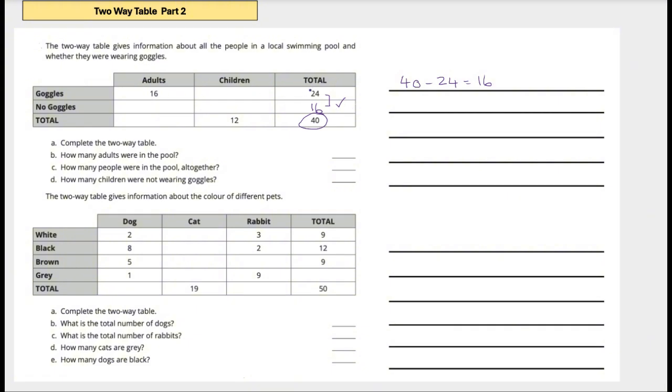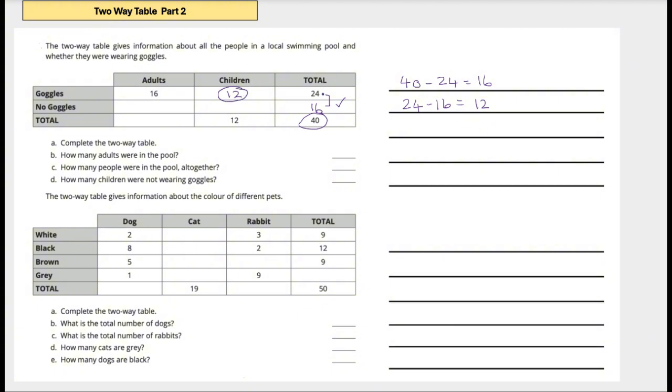So we've got another one: children with goggles. Let's have a look. We've got 24 in our total, and we're going to subtract 16, which gives us 12. So now we can fill that in. Just check that it equals 24. That doesn't equal 24, does it? It equals 28. So that can't be right. It can't be 12. Let's have another look at that.